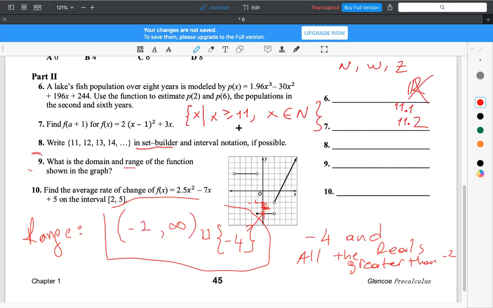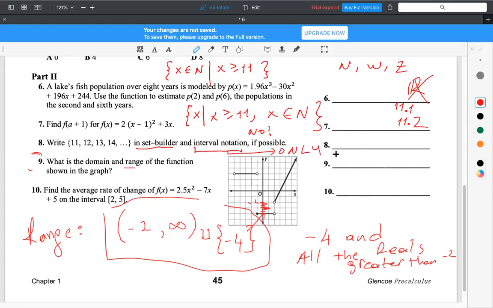Okay? You can express this also like that. X, element of natural numbers or integer numbers, whatever, where x is greater than or equal to 11. That's it. If you wish, you can also use this. Now, interval. Be careful now. Interval notation, is it possible? No. When is interval notation possible?